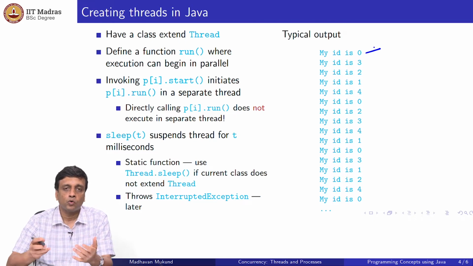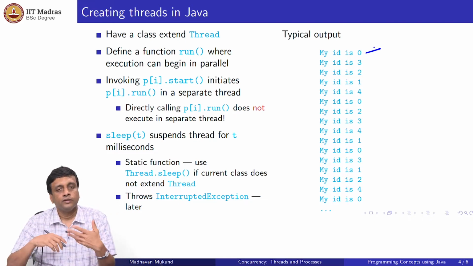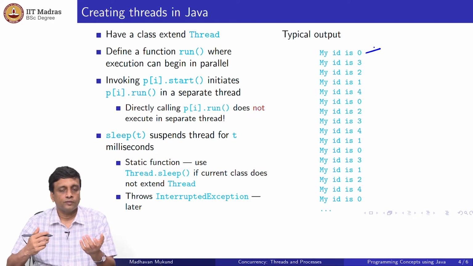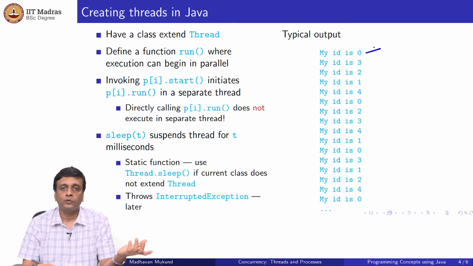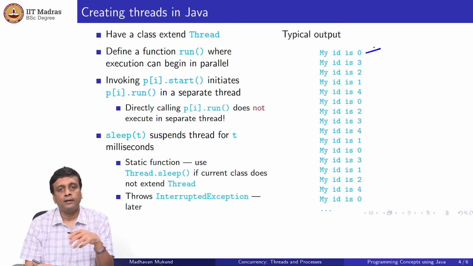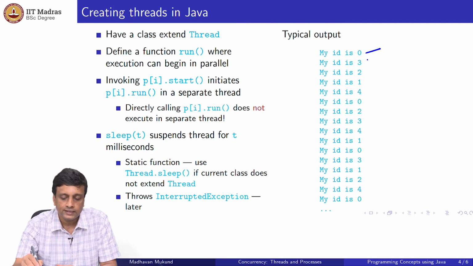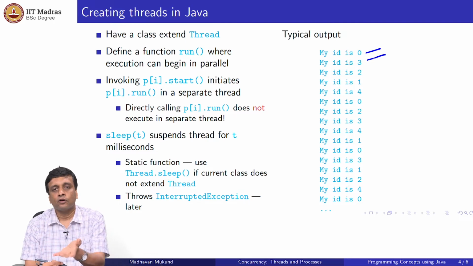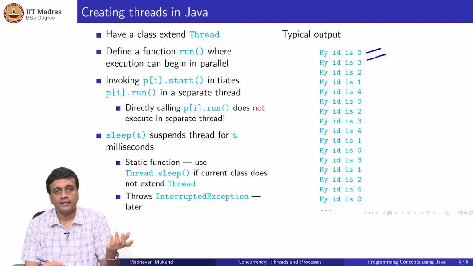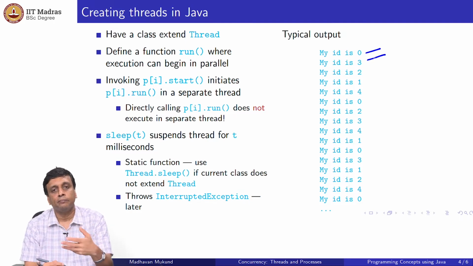So this is a typical output. Each time you run this code, you will probably get a different output, right? So this one says that my ID is 0. So P0 has printed itself. And now normally you would think that because it's waiting for a while, P1 would be next, but actually P3 is next, right? For whatever reason, we cannot really explain why this is the case, but we just get this kind of random behavior, right?